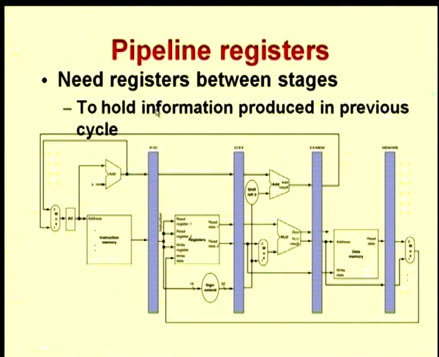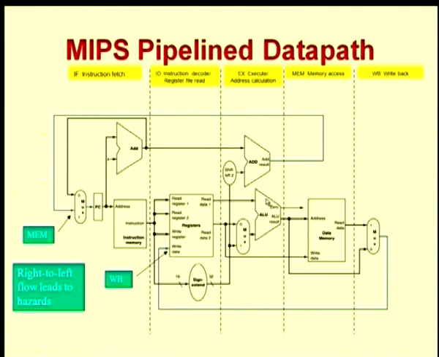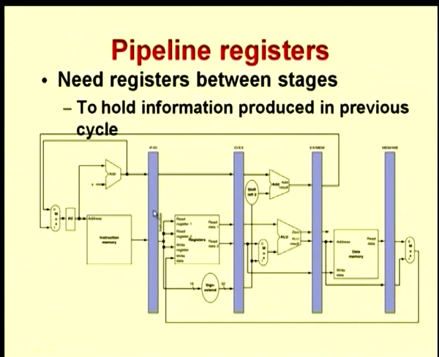So far we just said that if you divide it up into 5 stages and let the instructions flow through the pipeline, we will be able to get pipelined execution. Now in order for that to happen correctly, we need certain additional hardware. So that is what we are trying to take a look at now. One of those additional hardware we require are these registers between the stages. Now you can very easily see why we need the registers between the stages.